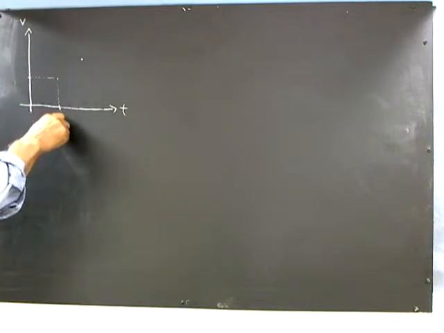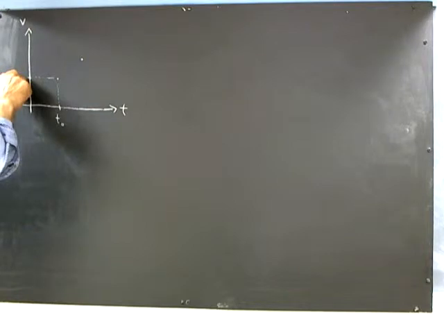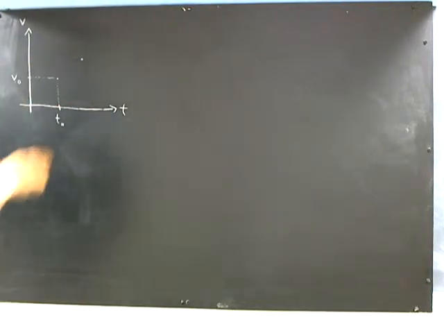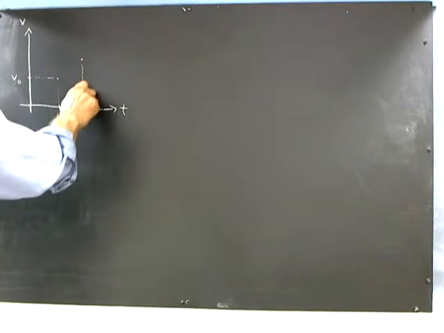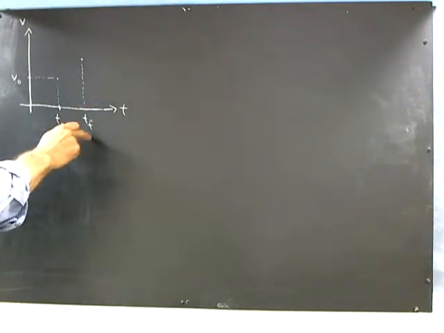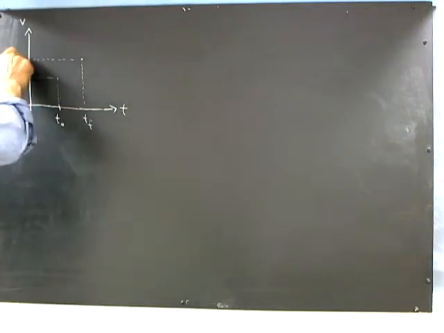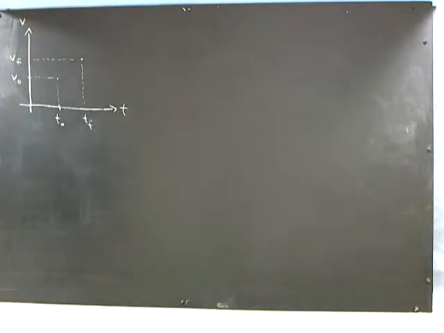I'm going to call the t-coordinate t0. And I said x, it's v. The v-coordinate we'll call v0. Second point, we'll have a coordinate that we'll call t sub f, and a velocity coordinate that we'll call v sub f.